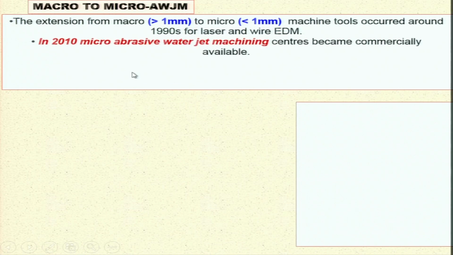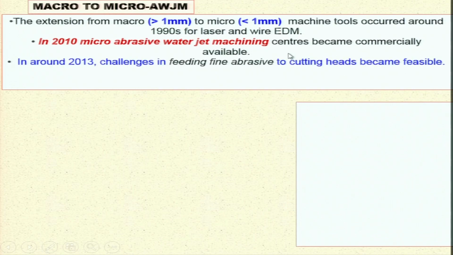Macro to micro abrasive water jet machining. The extension from macro, meaning greater than or equal to 1 millimeter, to micro, less than 1 millimeter, machine tools occurred around the 90s for laser and wire EDM. In 2010, micro abrasive water jet machining centers became commercially available, because earlier abrasive water jet machining processes were used for meso or macro cutting, not for micro cutting.